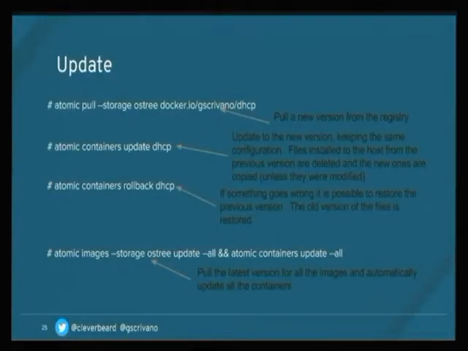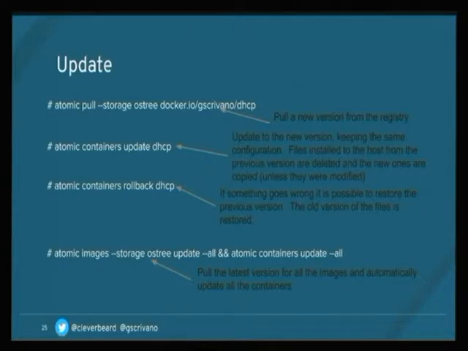To keep the container updated, it's just a matter of pulling a new version of the image, and we use atomic pull --storage ostree. Internally it uses Skopeo to contact the registry, pull the updated image, and put it in the OSTree storage. And then we have atomic containers update. In this phase, we check: is the image newer than the version we have installed? If yes, then we proceed with installation. We generate the files, and once the files are generated, we stop the running service based on the previous version. We swap the files with a newer version, and we restart the new version.